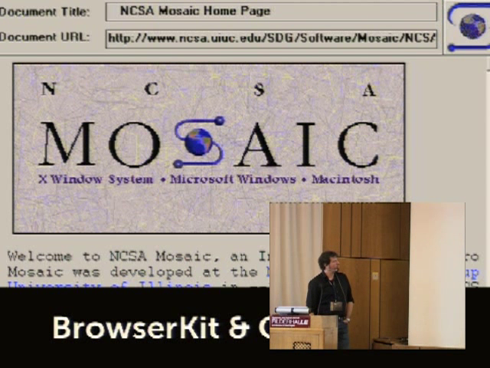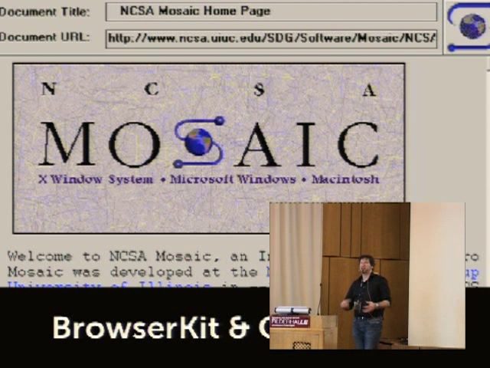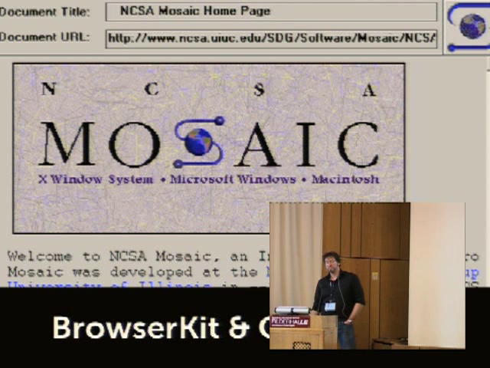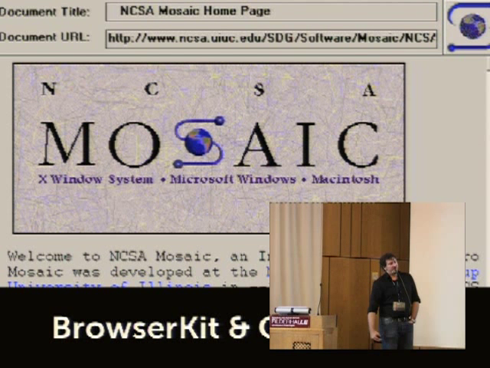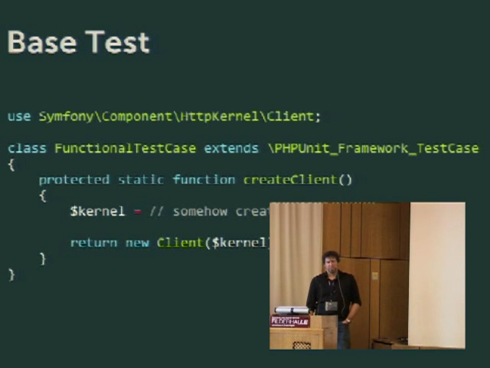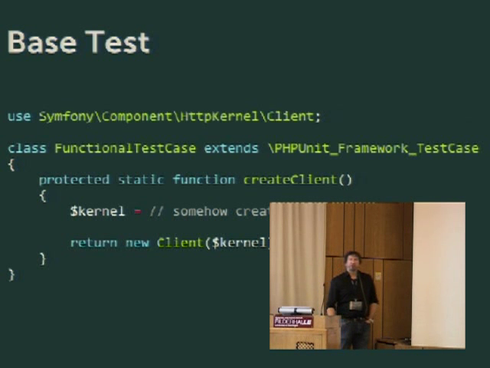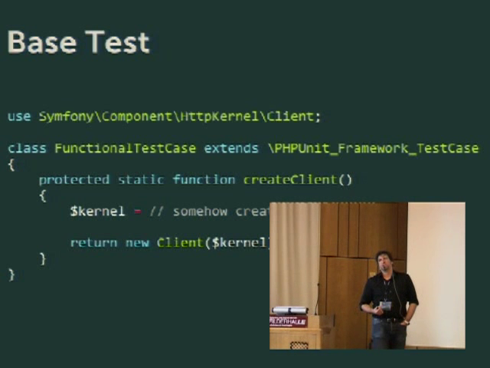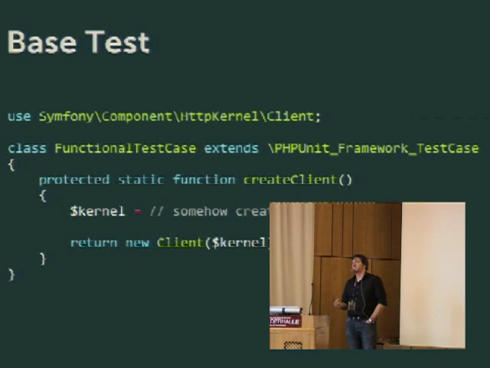And there are two more components for that. One is called BrowserKit, which lets you fake HTTP requests with a kernel. And the CSS selector will facilitate the analyzing of your responses. So there's a simple base test. If you have used Symfony 2, this might look familiar to you, because that is basically the same principle that Symfony 2 uses for a web test case.